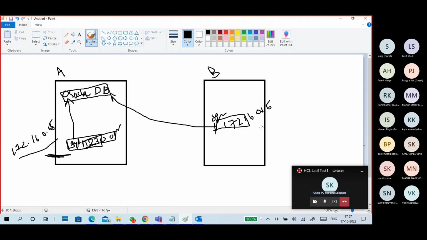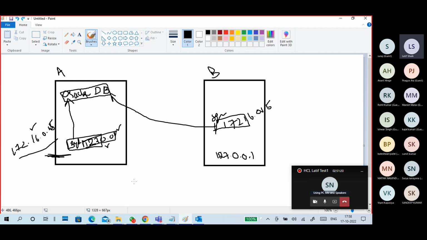172.16.0.15. So whose IP is it? This IP. Whose IP is it? Its IP only. And this PC also has 127.0.0.1. If in this client I use this IP address, it tries to connect to itself only. If I try to connect from here to here using this address, it will connect to B only. It connects B here, it connects to A here.